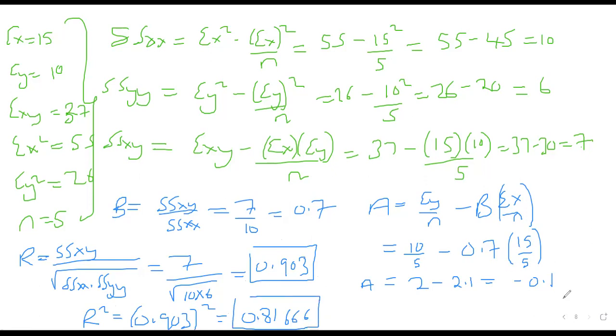So we have our A, we just computed it, it is negative 0.1. We have our B, it is 0.7. We have our R, 0.903. We have our R squared, 0.8167. So part A, we were asked to plot, which we did.